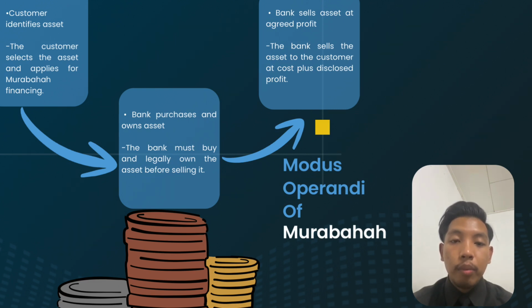At this stage, the bank becomes the legal owner of the asset and bears the ownership risk, even if only for a short period. This step is crucial because under Sharia, profit can only be earned when risk is assumed. After ownership is established, the bank sells the asset to the customer at an agreed selling price, which includes the original cost and the disclosed profit margin. The customer then pays the selling price either through installments or deferred payment based on the agreed terms.